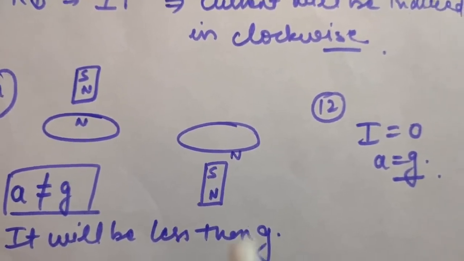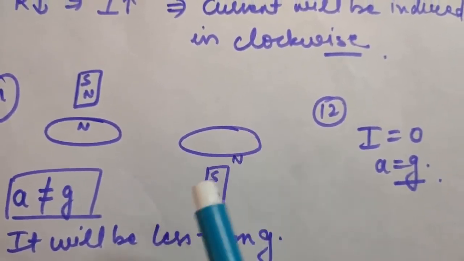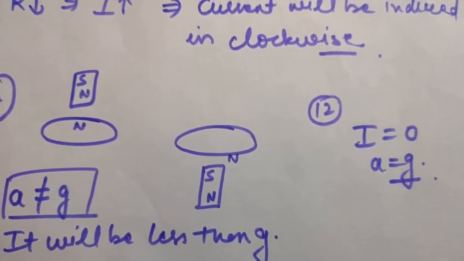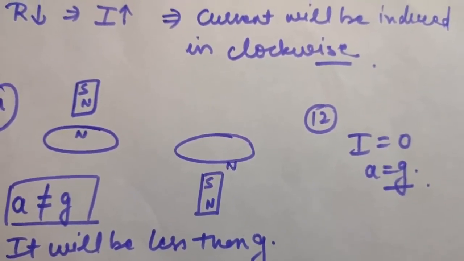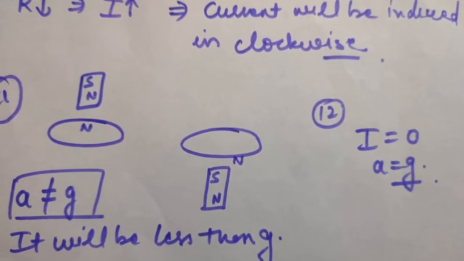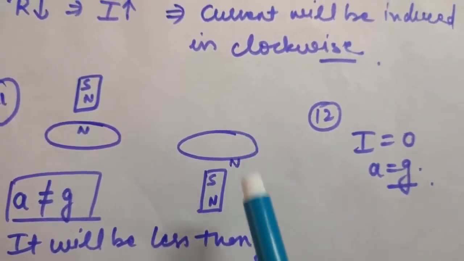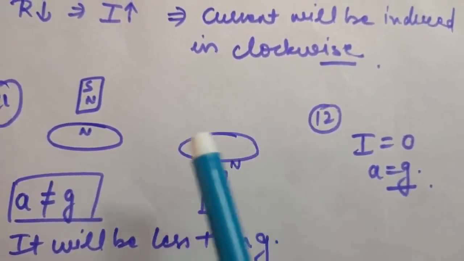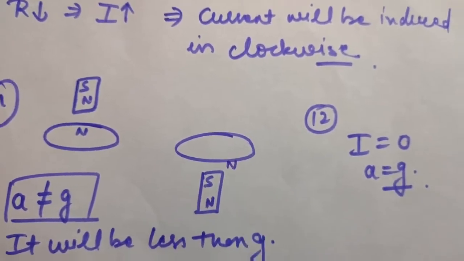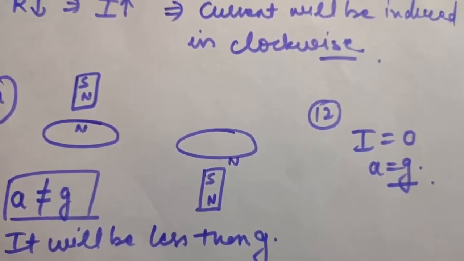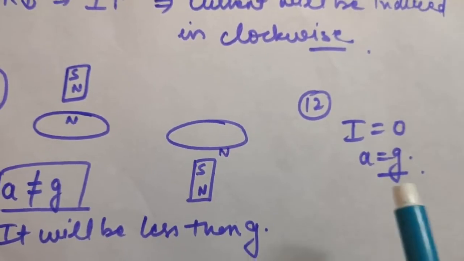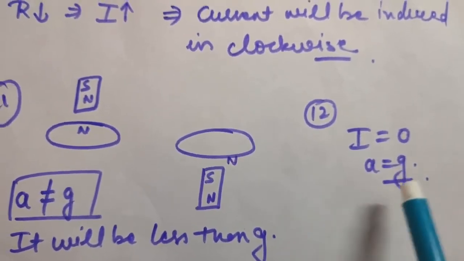So now if it is cut from somewhere, there will be induced EMF, but can a current flow in a circuit which is not closed? So the answer is no. That means if it is cut from somewhere, the induced current cannot flow in the ring, and therefore if there is no induced current, there will be no force of attraction or repulsion. So therefore acceleration will be equal to g in that case.